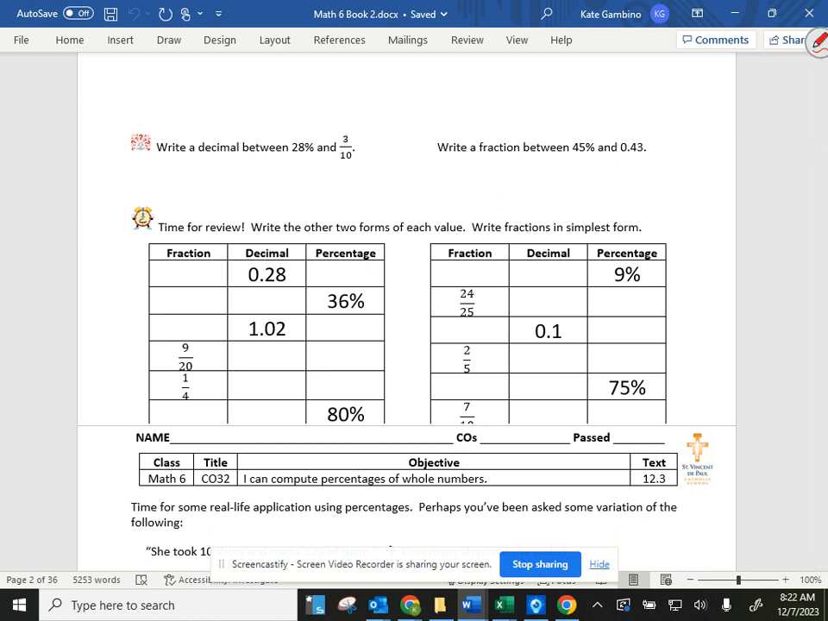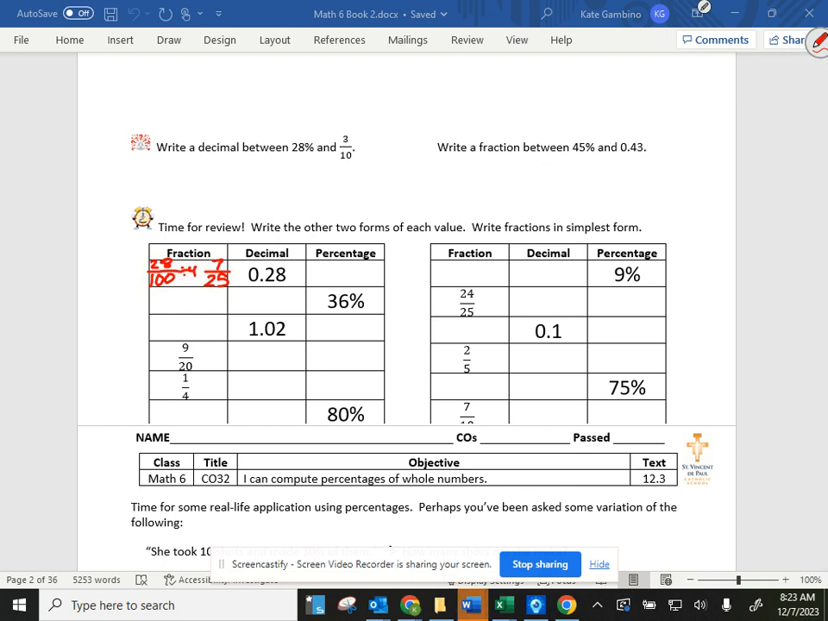What would 28 hundredths look like as a fraction? Zelda? 28 over 100. Is that my final answer? No, because I can simplify that down. I can divide a 4 out of it. 28 divided by 4 is 7. 100 divided by 4 is 25.